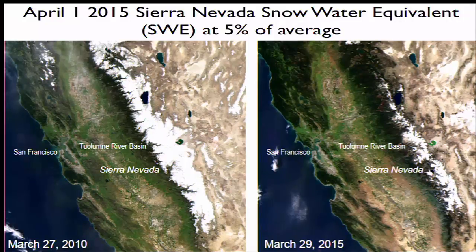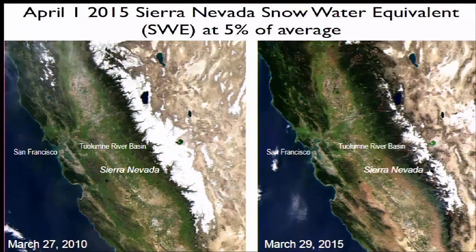In 2015, this is what the snowpack looked like. A far below average snowpack here. I'm talking about snowpack, but another way of looking at it is the snow water equivalent, or SWE. So it's basically the amount of water that's available in one unit of snow.